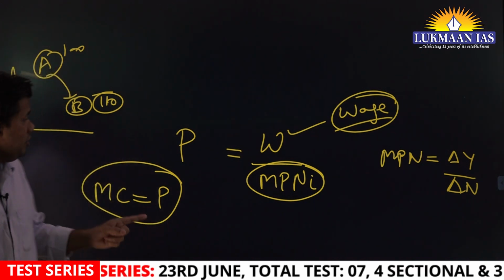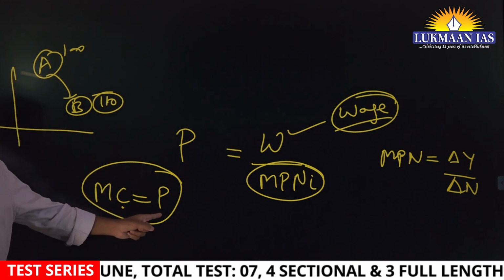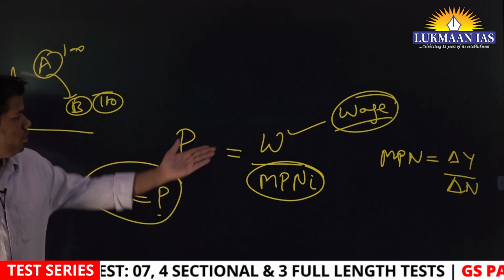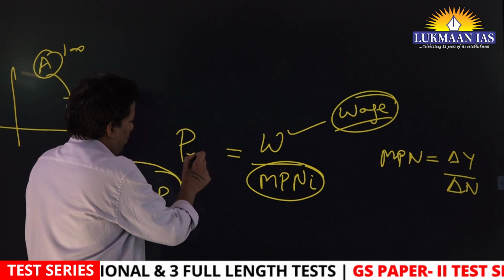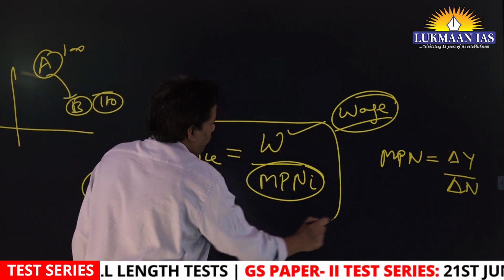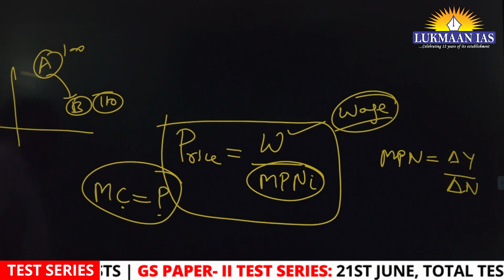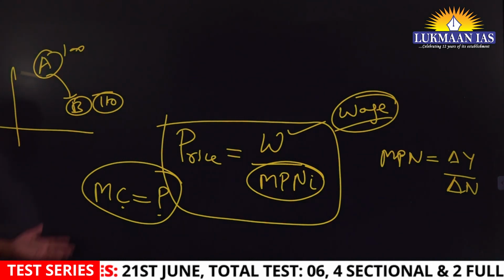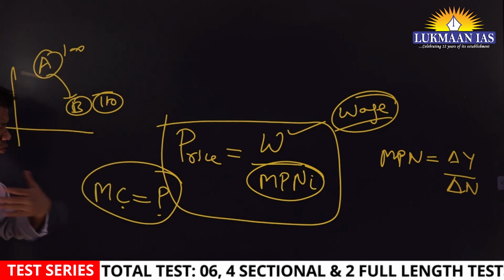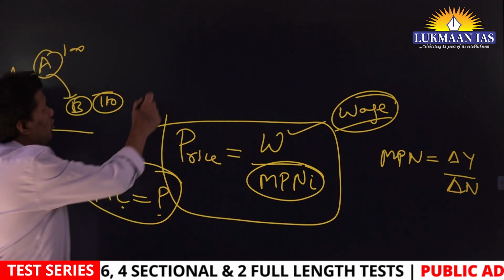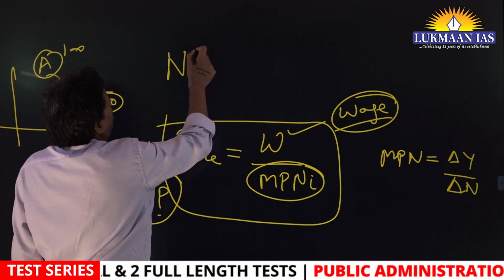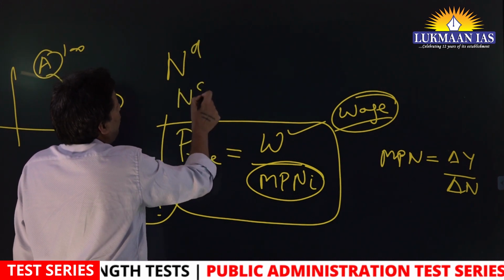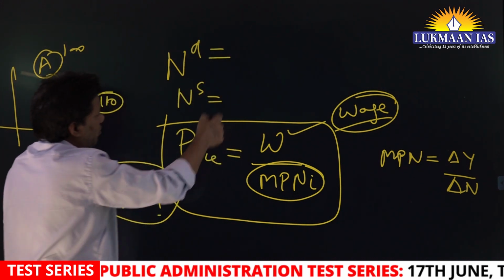And what is the second condition? Your marginal cost is equal to price. Okay, so then you can get the price of the product. So this equation you must know, right? Once you know this equation, I do not want to go into economics, but you should also know that the demand of labor is given by this formula.